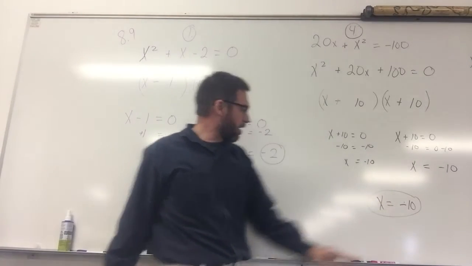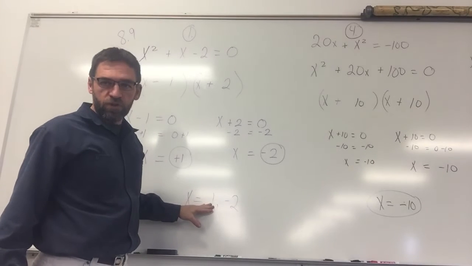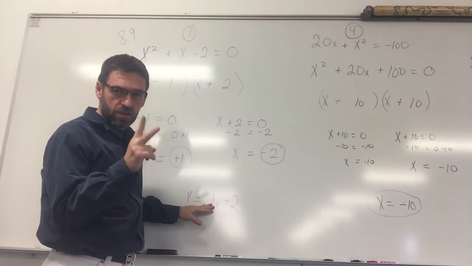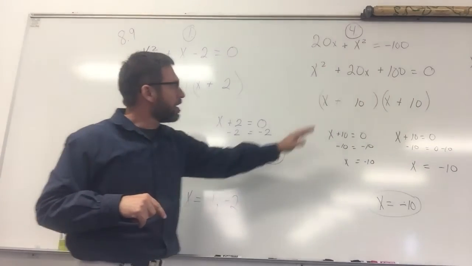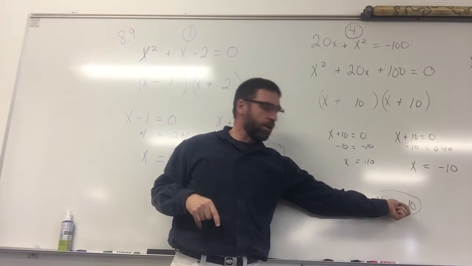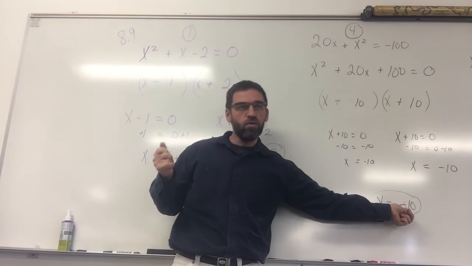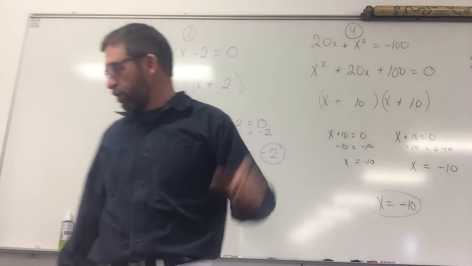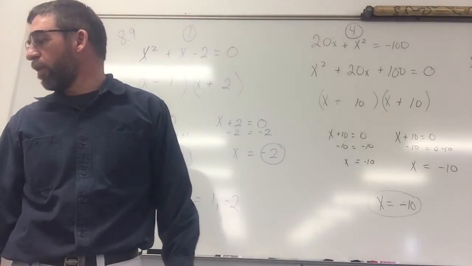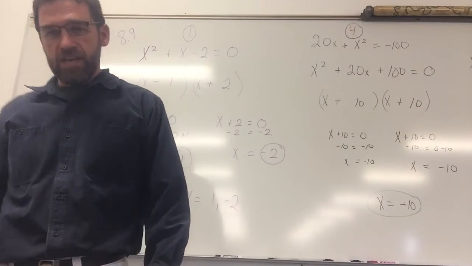x equals negative 10. You see here, over in the first problem, you had 2 answers that would work. You had 1 or negative 2. Here, in this problem, you only have one answer for x. x will only be negative 10. Now let me push over and I will show you the other part of the board and we'll do problems 7 and 9.